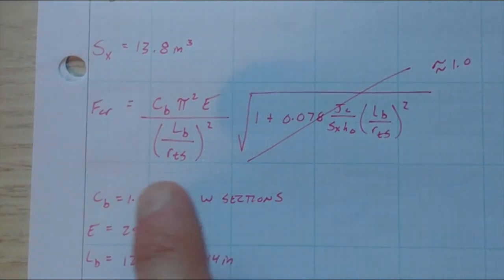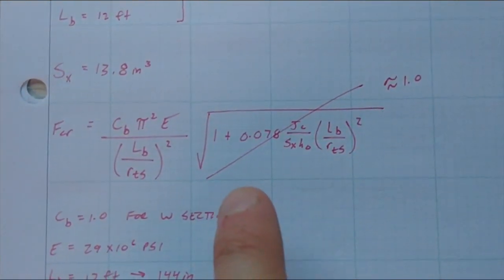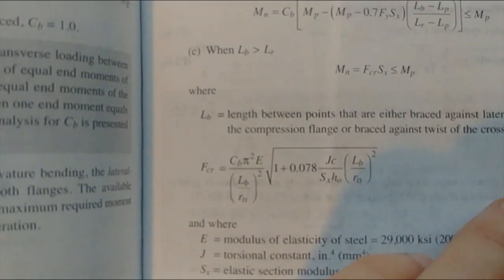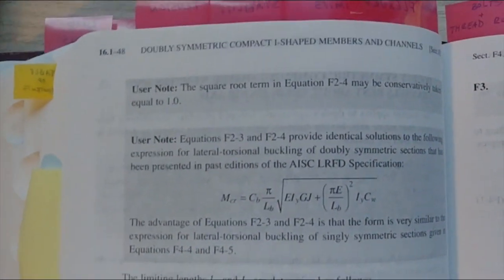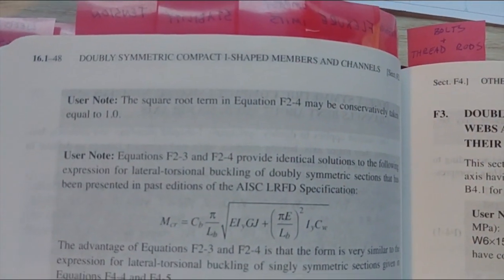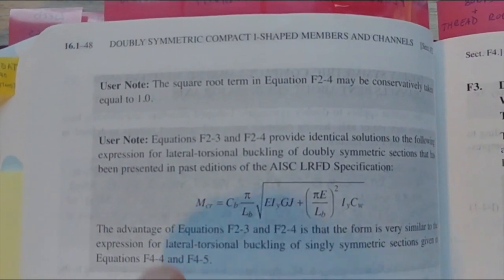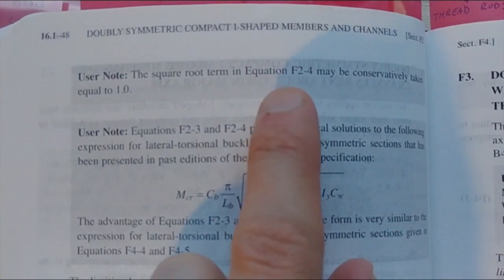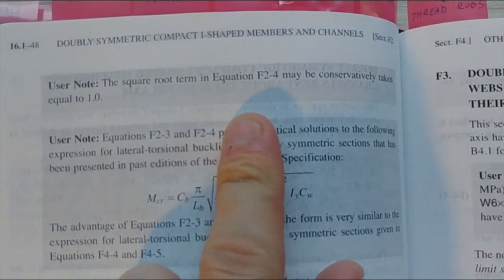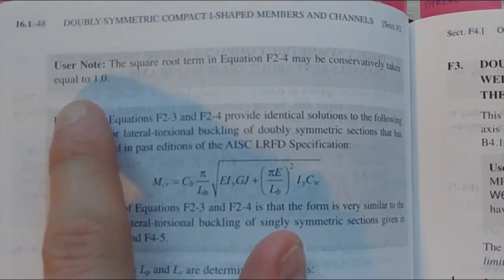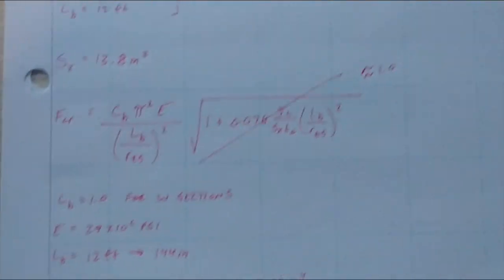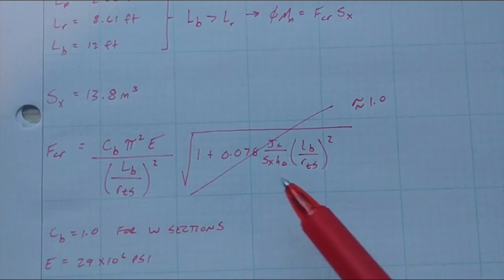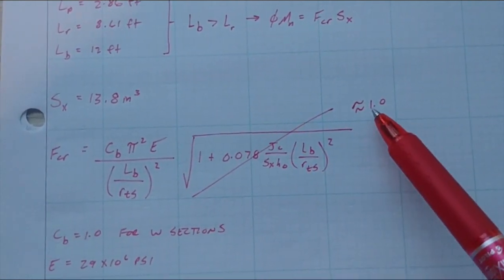So this beefy equation here, and what's nice is that if you keep reading on to the next page, you want to look for some hints. So right here, if you see user note, the square root term in equation F2-4 may be conservatively taken equal to 1.0. All right, cool. So that's what we've done here. Instead of solving for all that garbage, we're just going to say that's roughly 1.0.